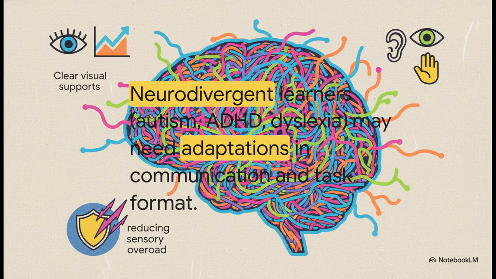And then, of course, there's neurodiversity. We're talking about learners with autism, ADHD, dyslexia. For them, it's not really about proficiency or pace in the traditional sense. It's about the very format of the lesson itself. Things like having clear visual aids, giving information in different ways, like both seeing and hearing it, and cutting down on sensory overload. These aren't just nice to have. For these students, they can be absolutely essential.